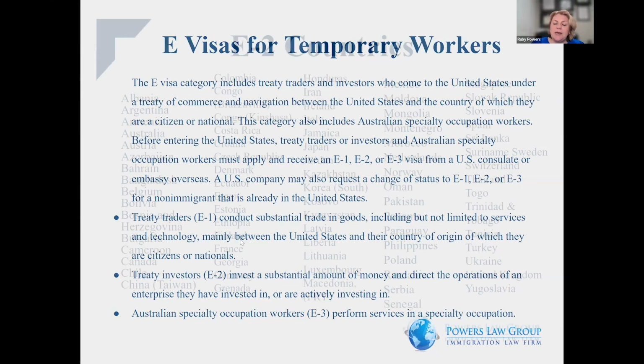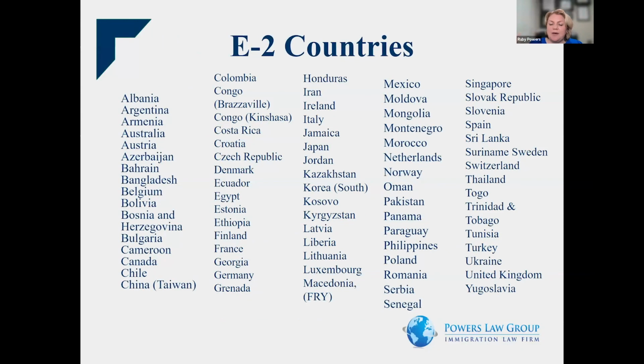So it's very specific. Now, the thing about these visas is that it has to be with specific countries, or you have to have a treaty between the country that you're a citizen of and the United States. So the list doesn't change very frequently. Some of these countries have been on here a long time. But what you can see are a lot of countries, but there's some countries that are missing. For example, there's Mexico, but there's no Venezuela. There's Pakistan, but there's no India.